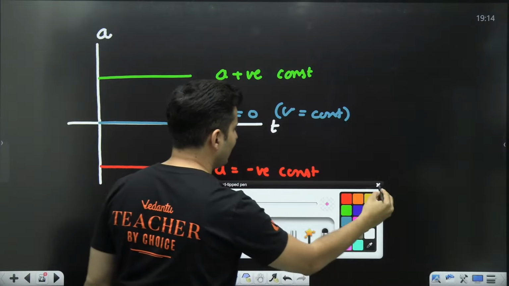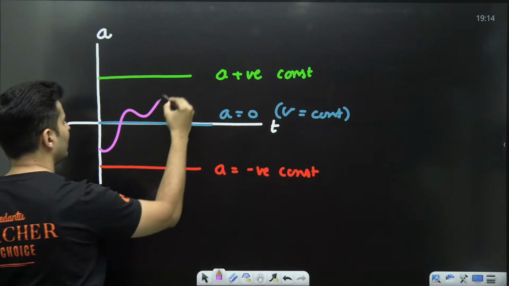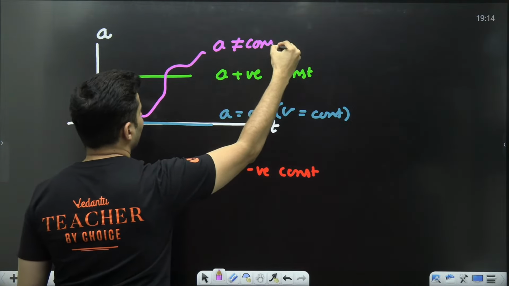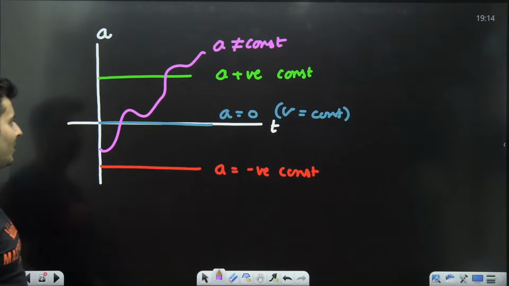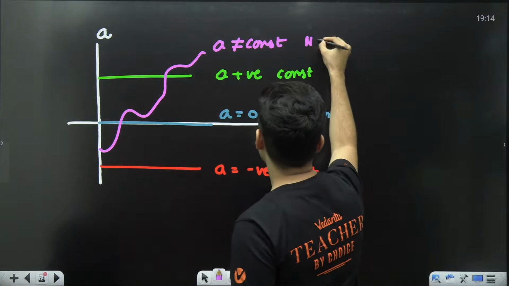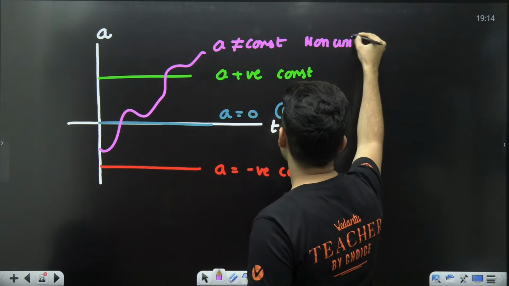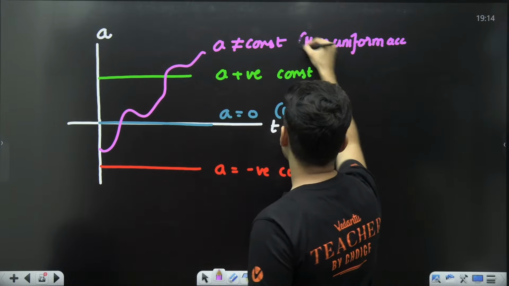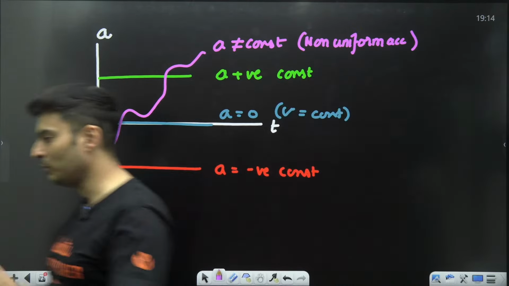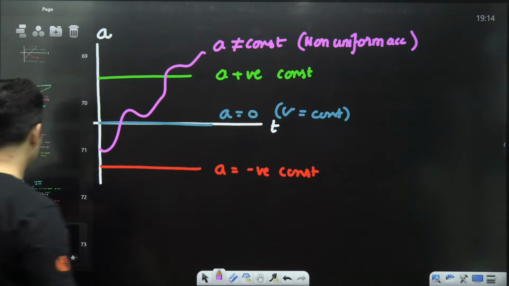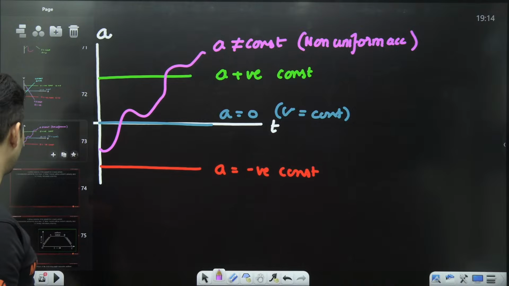But anything else, if I show something like this, then acceleration is not a constant. Then acceleration is not a constant, some non-uniform motion. So this is 100% a non-uniform accelerated motion. Got it, everyone? Okay, let's see some questions now.